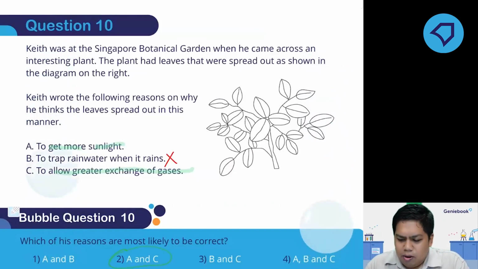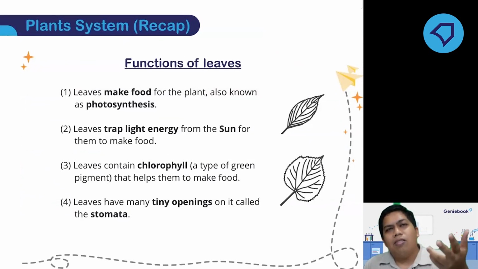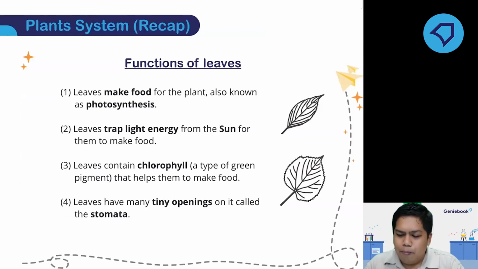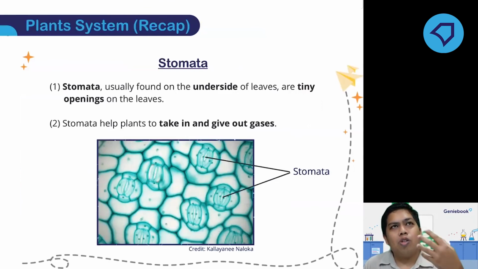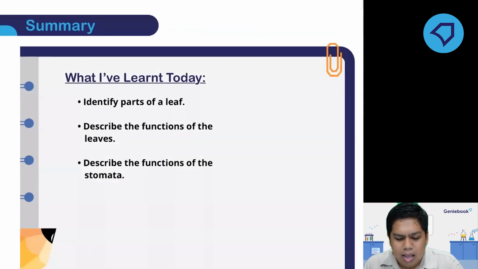All right, so to close off the lesson, just to recap, these are the functions of the leaf: make food for the plant, trap light energy, and it contains chlorophyll to help in the absorption of the sunlight. And then the tiny openings are called stomata. It's not compulsory for you to remember the name, but if you can remember, good for you. The stomata's main function is to take in and give out gases, or the exchange of gases. So this is what we've learned for today: identify parts of a leaf, describe the functions of the leaf, and describe the functions of the stomata.